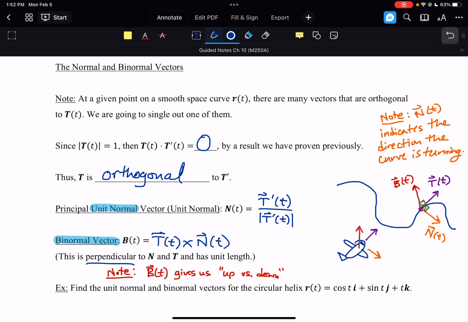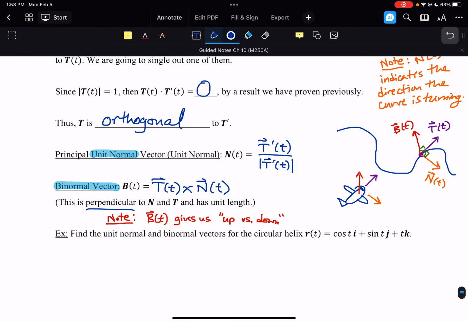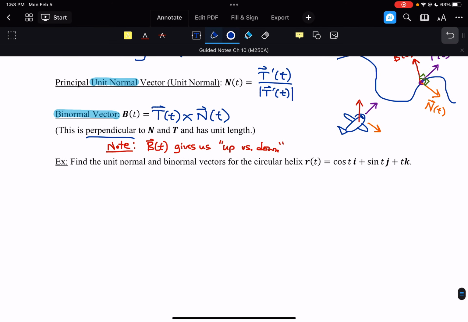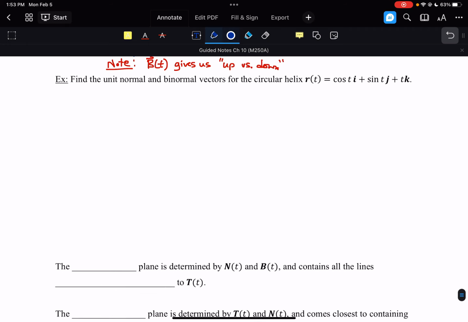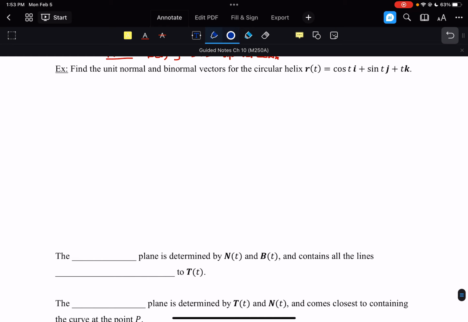So all three of these combined can give us valuable information, not only about where a curve is, but where it is going and how everything is oriented around it as you're moving along the space curve. Okay, so let's try an example finding these vectors. Find the unit normal and binormal vectors for the circular helix: cosine of t, sine of t, and t.